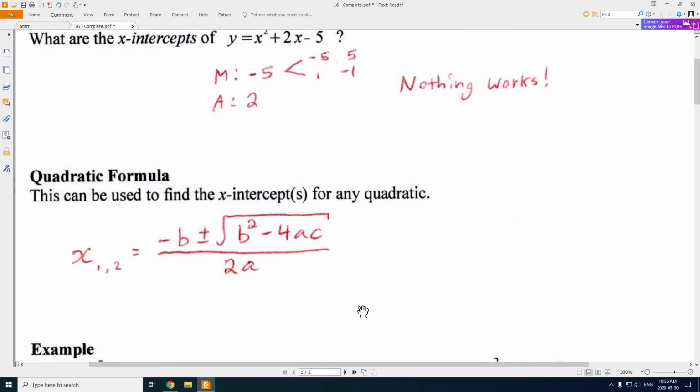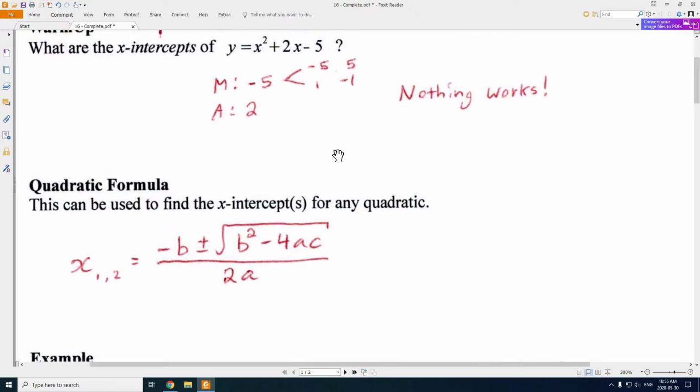So in this formula, the a, b, and c, because that's all that there is here, just match up with the coefficients. So the numbers that are in front of the x squared, in front of the x term, and in front of the number term. So in this case, my a would be a 1, because it's a 1x squared. My b would be a +2, and my c would be a -5.